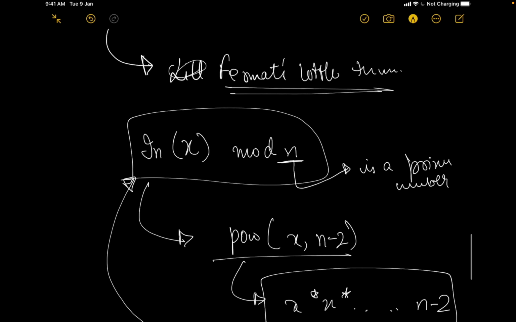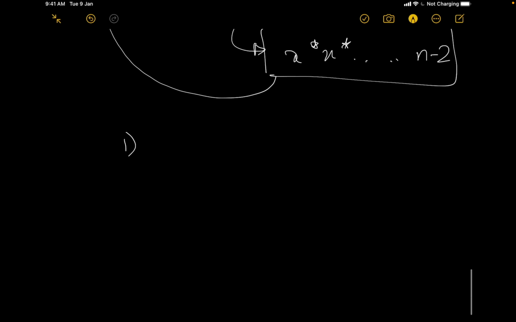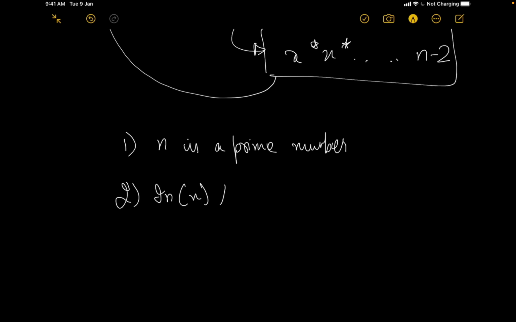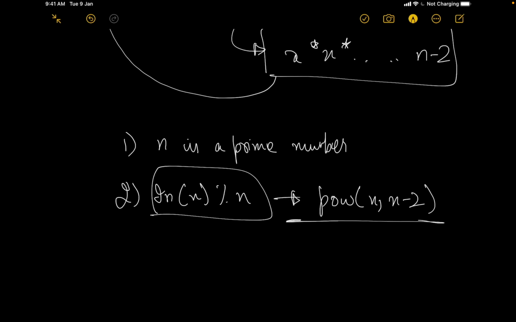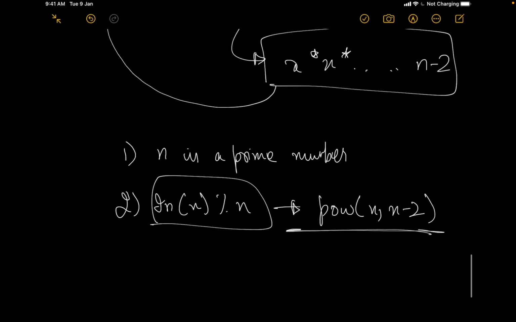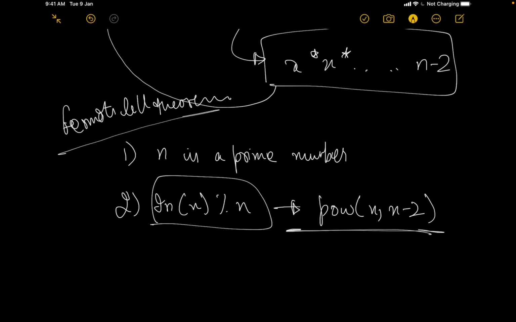So just to sum it up, I think it was easy, but still just to sum it up, the first thing is that n is a prime number. Then inverse of x mod n would be power of x comma n minus 2. So basically multiplying x n minus 2 times. This is called your Fermat's Little theorem. Let's see this in practice.